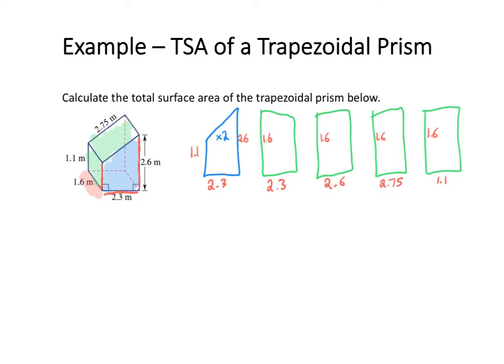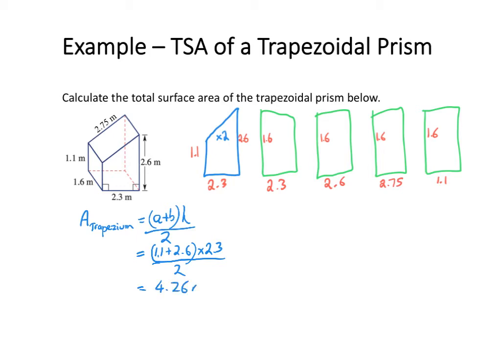We can go ahead and calculate the area of each of those individual shapes and then add them all together to find the total surface area. First we'll calculate the area of the trapezium, and the formula for that is (A plus B) times height, divided by 2. Substituting in our values, A and B are 1.1 plus 2.6, times the height of 2.3, divided by 2. That equals 4.26 meters squared. And we can add that to our diagram at the top.